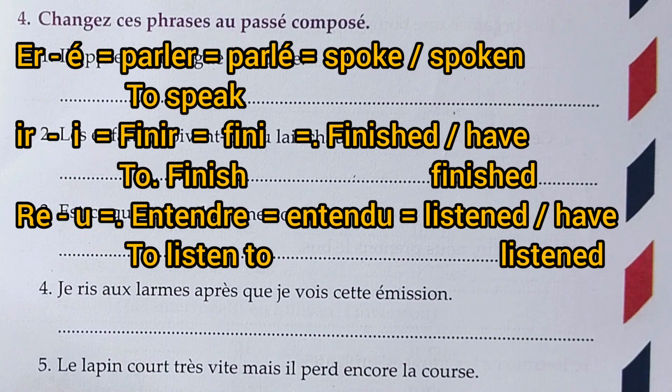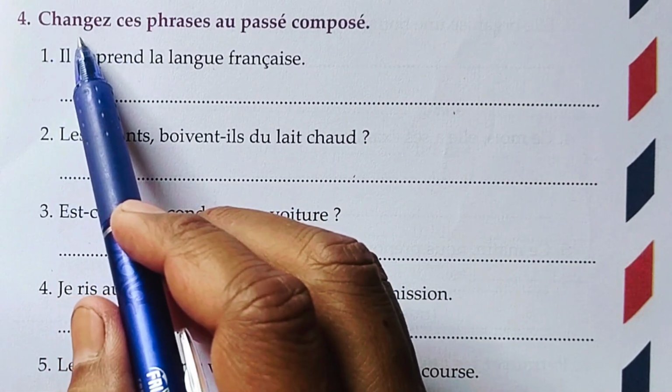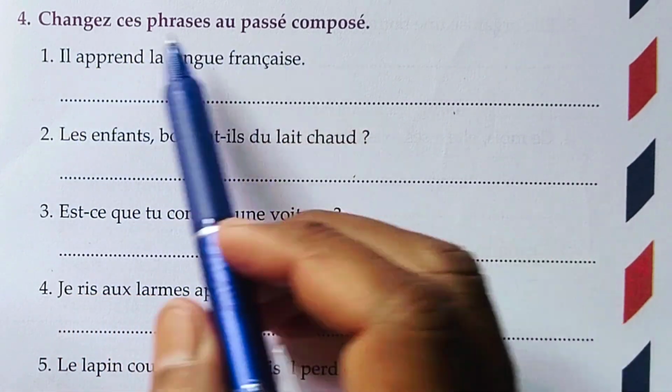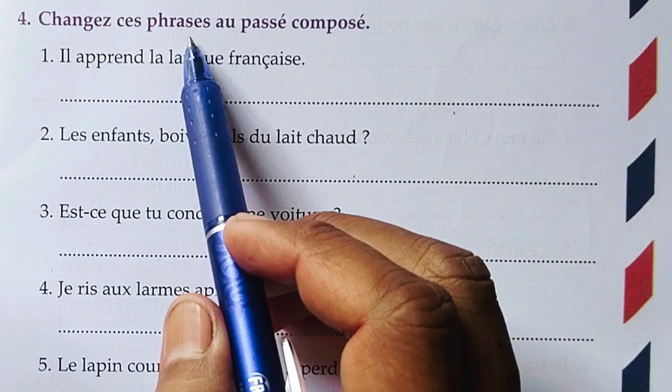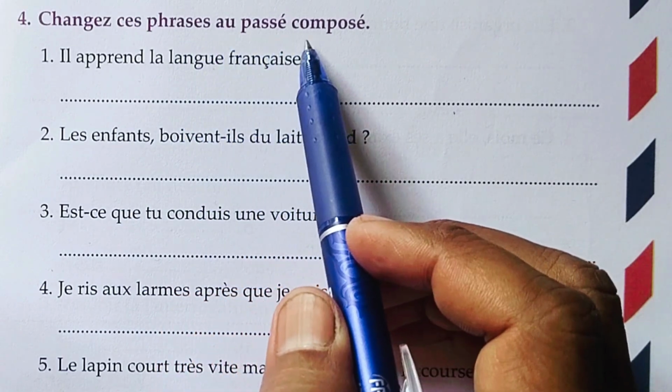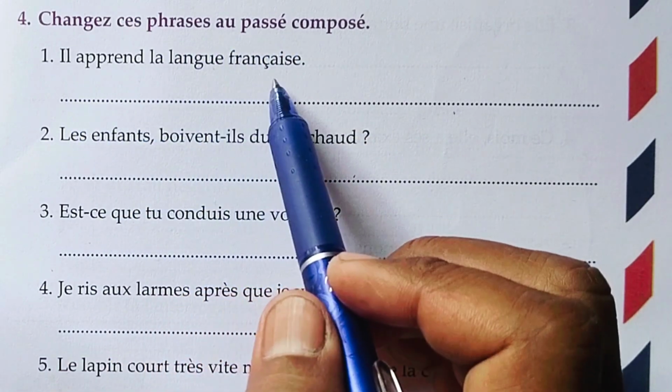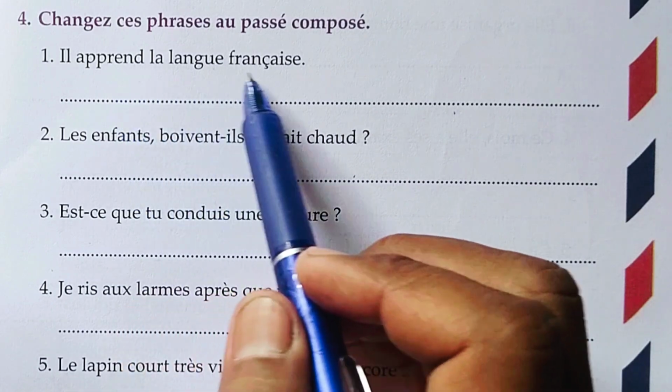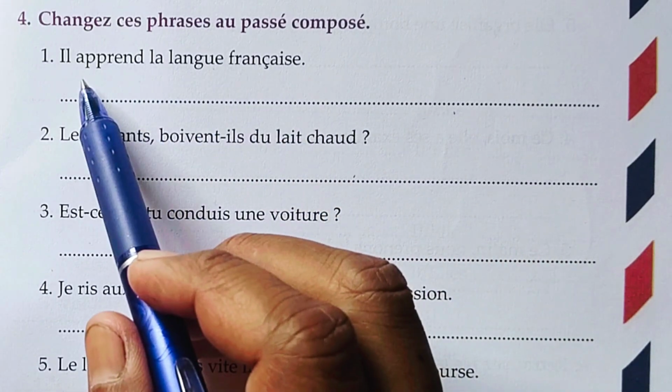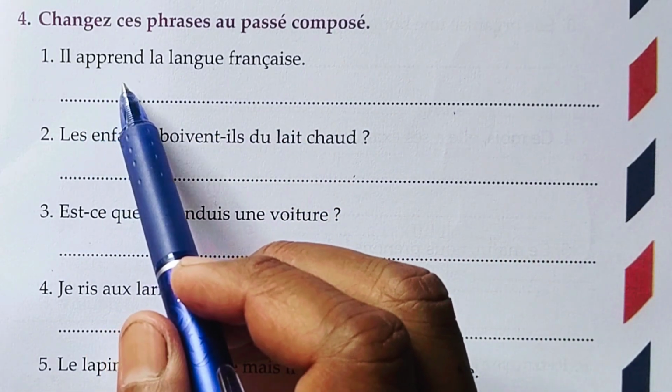Okay friends, now we come back to the exercise. Changer ces phrases au passé composé means change these sentences into the passé composé. So the first one is il apprend la langue française. Yes, he is learning the French language. Now we change the sentence into past tense, so it will become he has learned the French language.